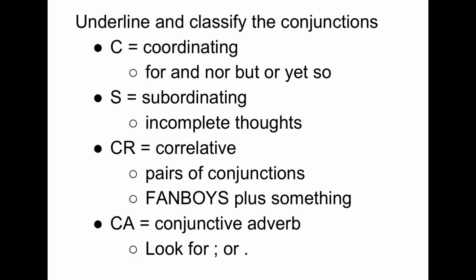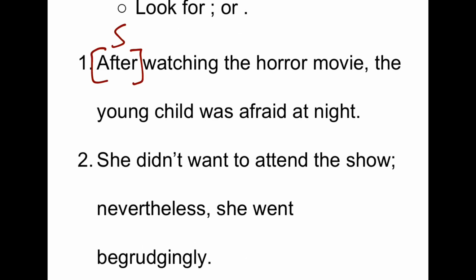So we're going to practice underlining and classifying conjunctions, and we will label them C for coordinating, look for one of the FANBOYS, S for subordinating, look for incomplete thoughts, CR for correlative, look for pairs of conjunctions, FANBOYS plus something, and CA for conjunctive adverb, look for the semicolons or the periods being used to join together two sentences. In number 1, after is a subordinating conjunction. Notice when the dependent clause comes first, there's a comma between the clauses.